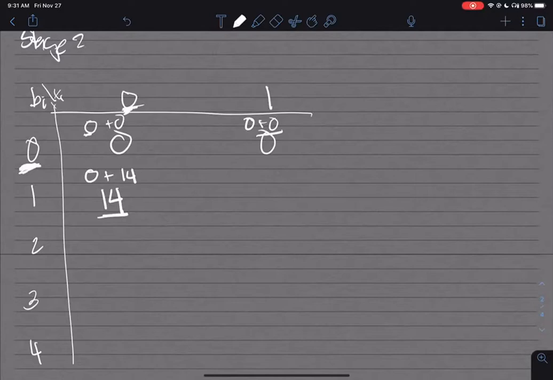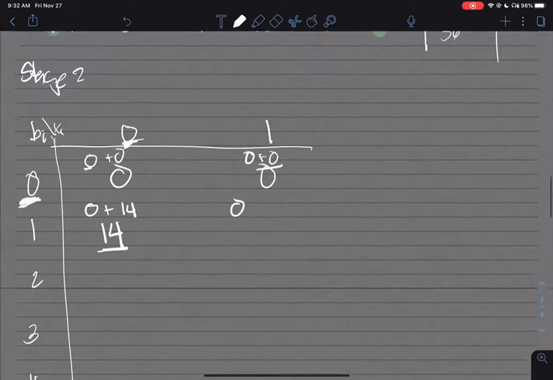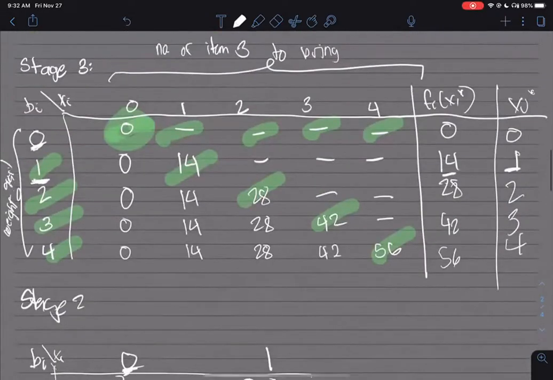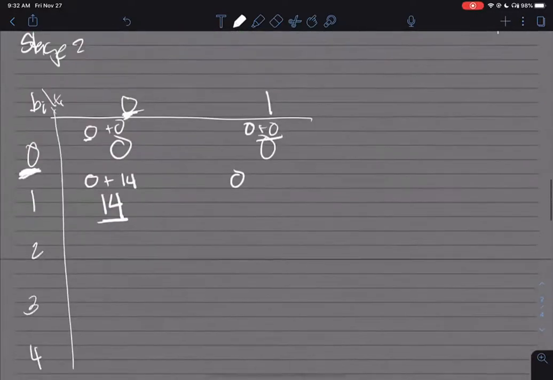Okay, now, for 1 to 1, it means 1 unit weight. Can I bring 1 unit of item 2? No. So 0. But then that leaves me with 1 unit weight left of room for item 3. And if I have 1 unit left for item 3, it is best for me to bring 1 unit, so it becomes a 40. Okay?